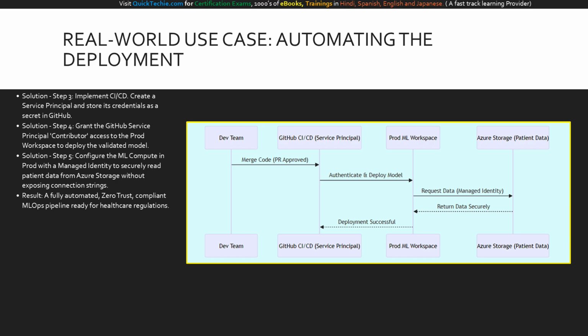Let's review the final sequence. The dev team merges their approved code, triggering the GitHub CI/CD pipeline. The pipeline, acting as our secure service principal, authenticates and deploys the model into the prod ML workspace. Once running, the prod workspace uses its keyless managed identity to request the necessary patient data from Azure Storage. The storage validates the identity via RBAC, returns the data securely, and the pipeline completes. We have successfully secured our machine learning lifecycle from end to end.